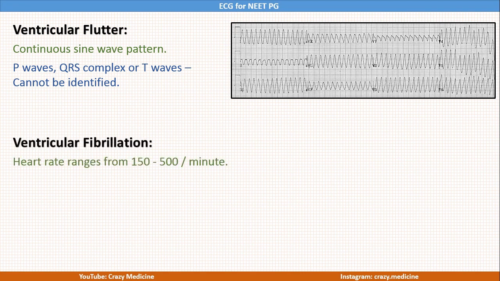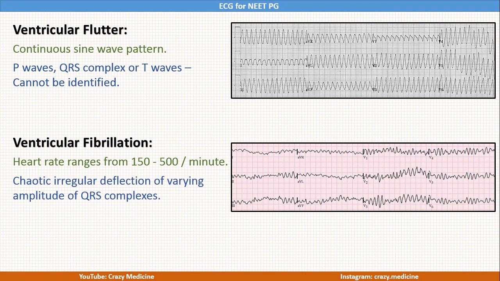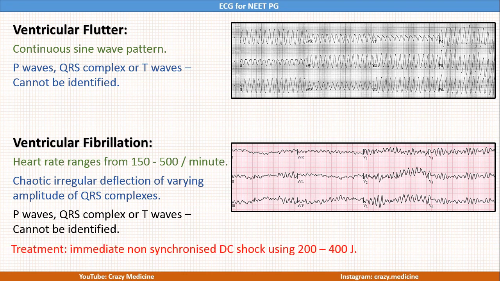Here, the rate ranges from 150 and can go up to 500 per minute. You can observe chaotic irregular deflections of varying amplitude of QRS complexes. Here also, there are no identifiable P waves, QRS complexes and T waves. Treatment includes immediate non-synchronized DC shock using 200 to 400 joules.